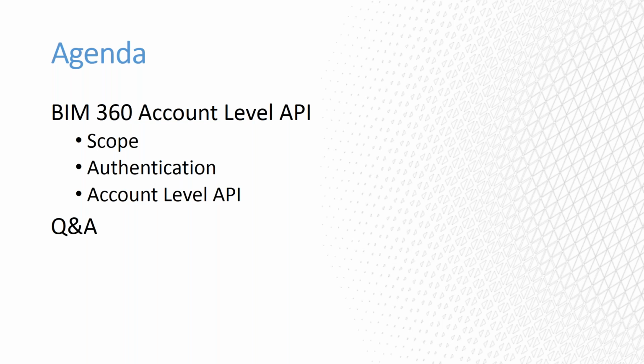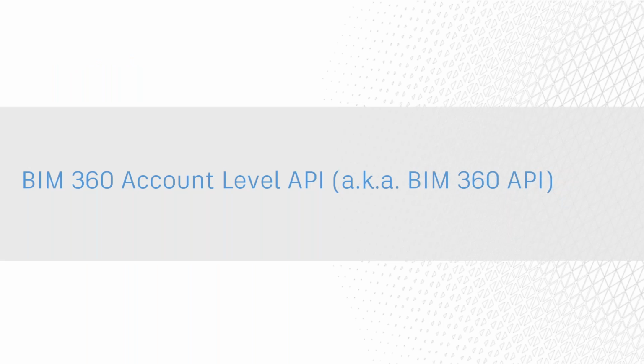So today's agenda is I'm going to focus on account level APIs, and I will quickly go over the scope of account level API, what it means. This is specific to BIM 360, so I just wanted to clarify this one. And then followed by the authentication and account level APIs. These are the tools you'll be using among Forge APIs when you are dealing with the account API.